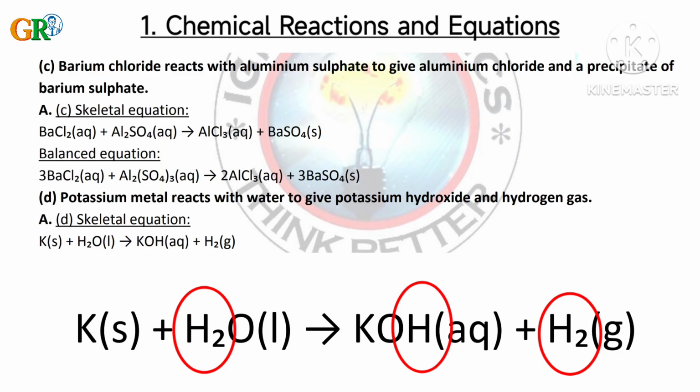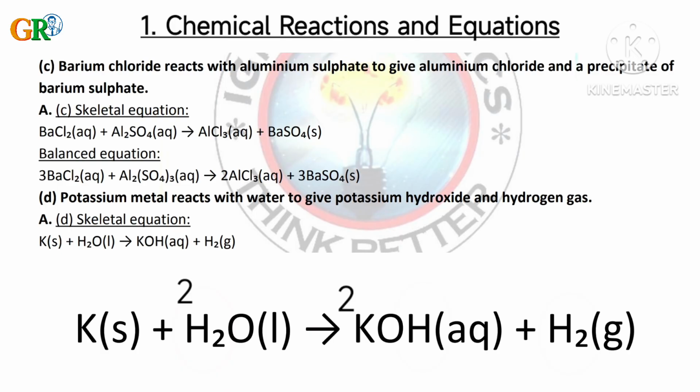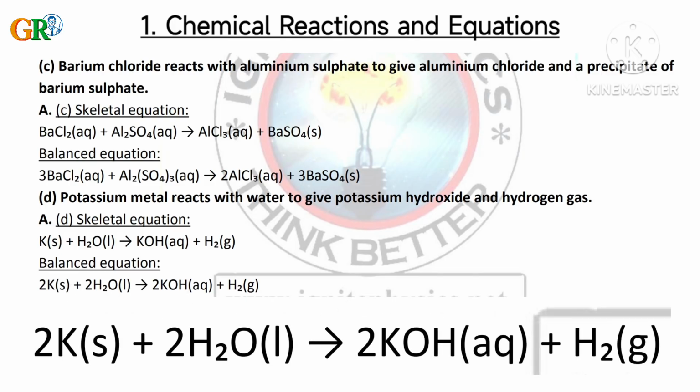So if we take 2 as the coefficient for KOH on the right hand side, we have 2 plus 2, 4 hydrogen atoms on the right hand side. Now take 2 as the coefficient for H2O on the left hand side, we have 2 twos are 4 hydrogen atoms. Here there are 2 potassium atoms on the right hand side. So we take 2 as the coefficient of potassium on the left hand side to balance it. This is the balanced chemical equation. What is this? 2K + 2H2O gives rise to 2KOH + H2.